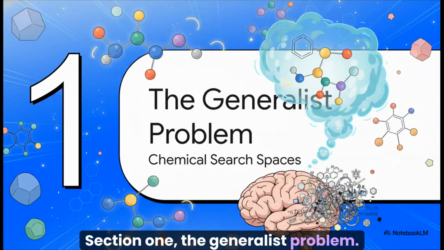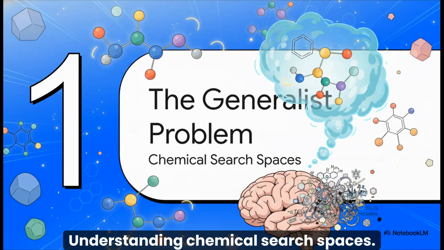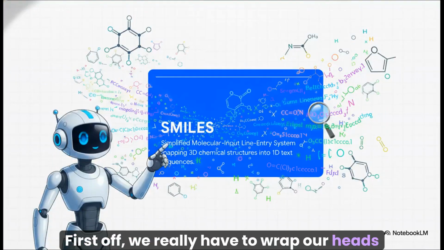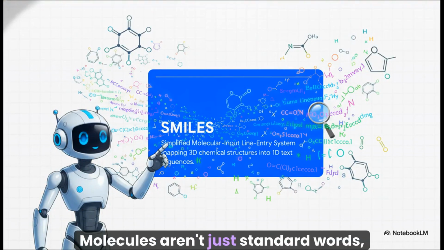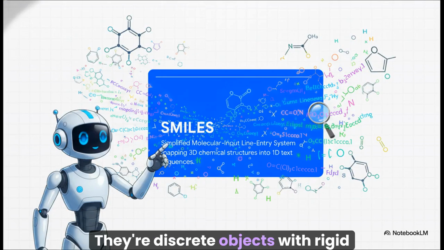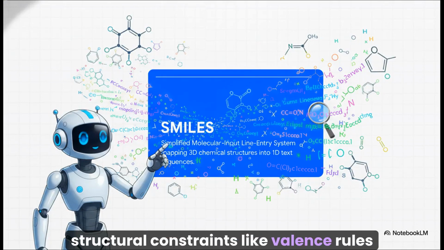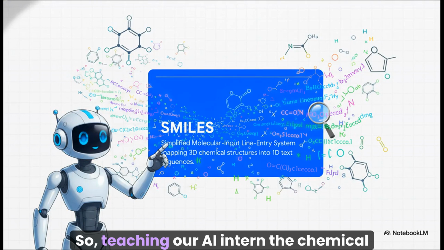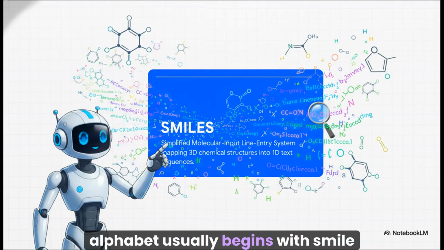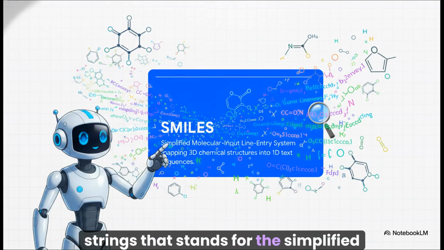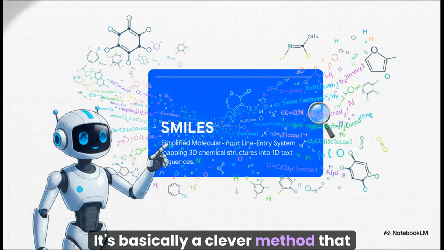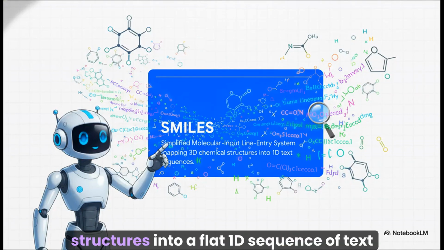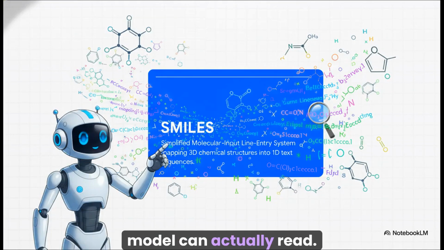The generalist problem. Understanding chemical search spaces. First off, we really have to wrap our heads around the sheer complexity of the chemical search space. Molecules aren't just standard words, right? They're discrete objects with rigid structural constraints like valence rules and ring closures. So teaching our AI intern the chemical alphabet usually begins with SMILES strings. That stands for the Simplified Molecular Input Line Entry System. It's basically a clever method that translates complex 3D molecular structures into a flat 1D sequence of text characters that a standard language model can actually read.